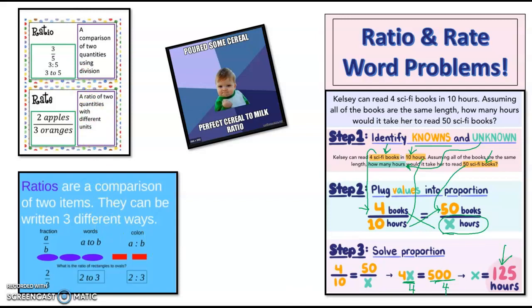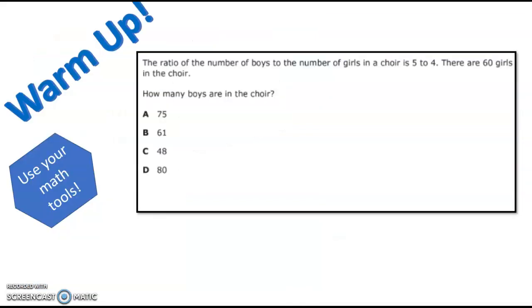Let's take a look at a warm-up problem together. The ratio of the number of boys to the number of girls in the choir is 5 to 4. So that is definitely our known. So this 5 is boys and girls is 4. There are 60 girls in the choir. How many boys are going to be in that choir?